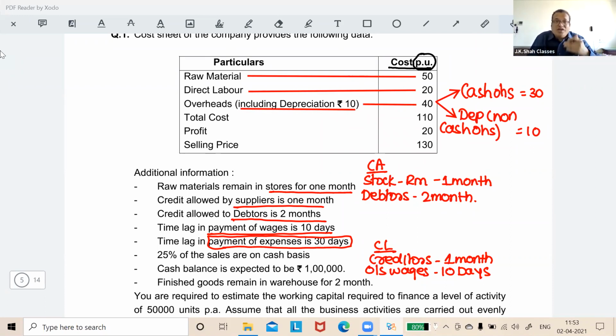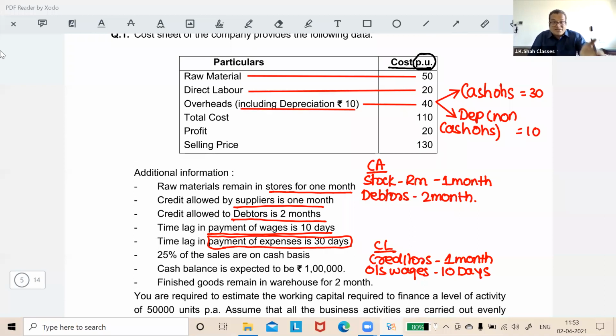Ruled out. So when I'm talking about outstanding expenses, it has to be for what? Has to be for cash overheads. It has nothing to do with the method. It's just a question of applying common sense. Nobody's going to come and ask for depreciation.